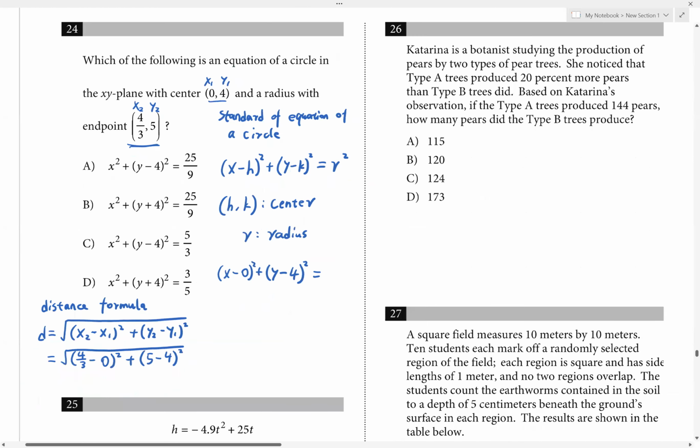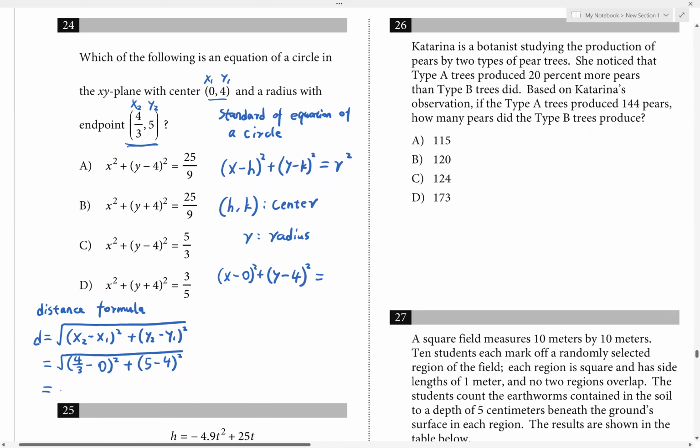If we solve this out, 4/3 minus 0 is 4/3 squared, that's 16/9, plus 5 minus 4 is 1, and 1 squared is 1. We add them up, so 1 is like 9/9. We do 16/9 plus 9/9, so it'll be 25/9. So we get the square root of 25/9, and that's the distance, which is also our radius.